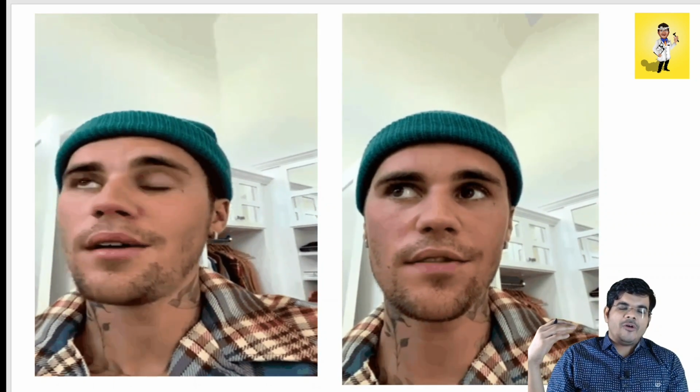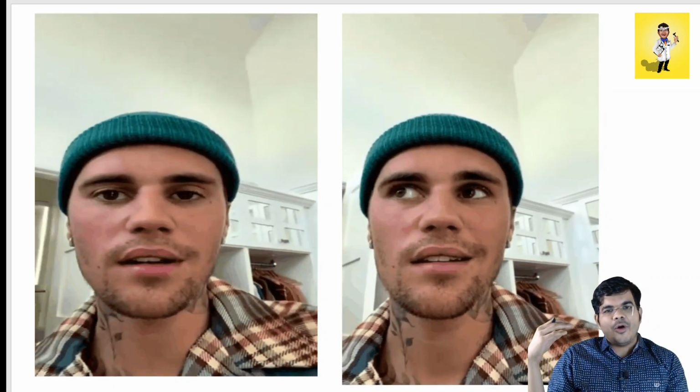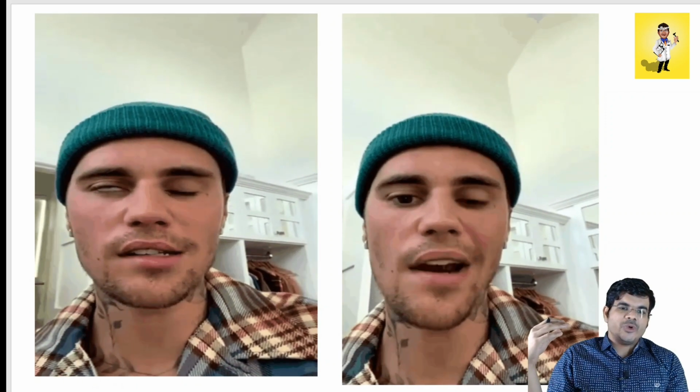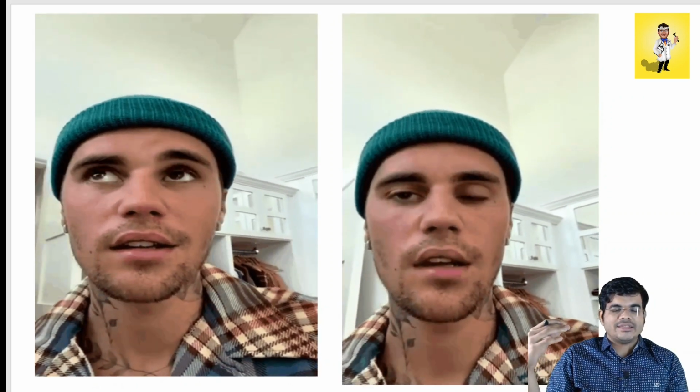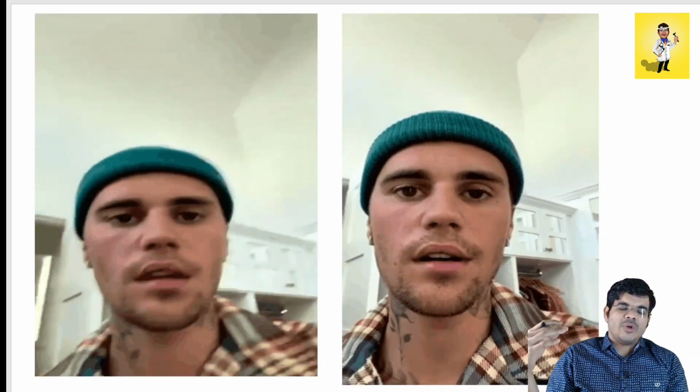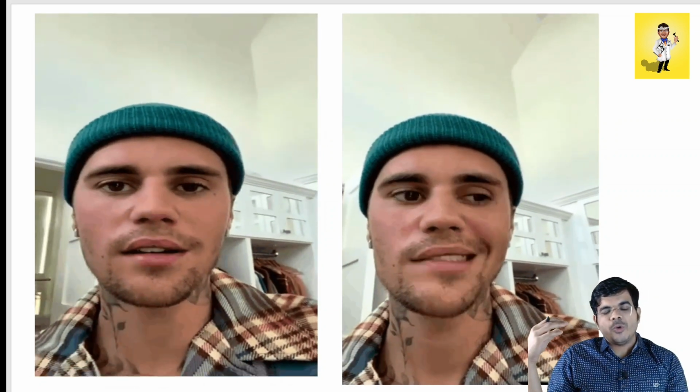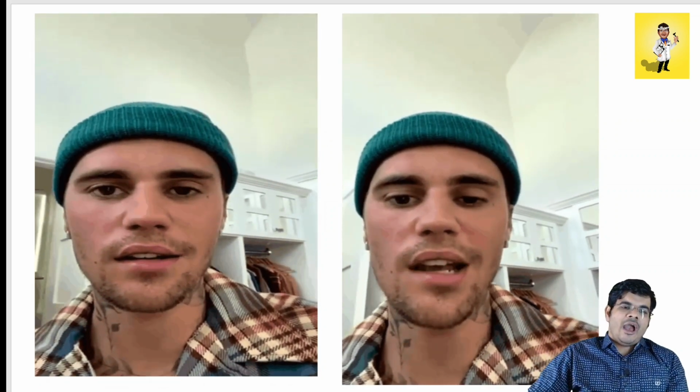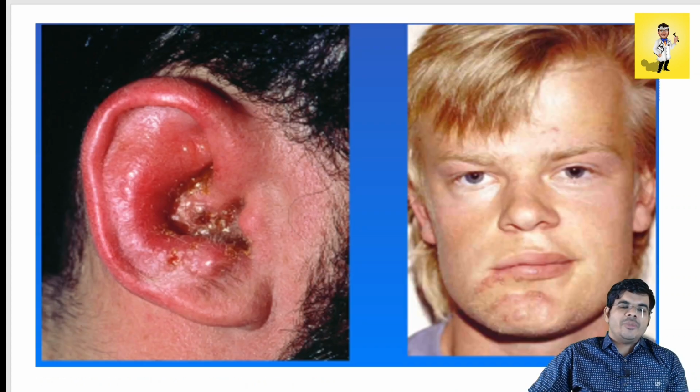Okay, this upward rolling of the eyeball, when it is occurring in lower motor neuron facial palsy, is known as Bell's phenomenon. It is seen in Bell's palsy as well as other causes of lower motor neuron facial palsy. And this Ramsay-Hunt syndrome is caused by the herpes zoster virus, and it is also known as herpes zoster oticus. And because of that, there will be vesicles in the area supplied by the sensory branch of the facial nerve.